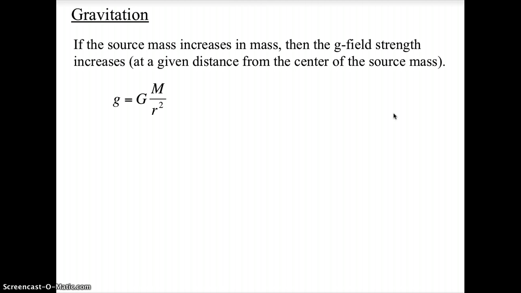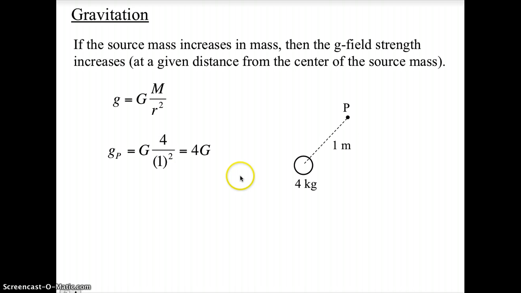And so here's an example. Let's say we have a 4 kilogram source mass, and at a fixed distance of 1 meter away, we have this point P. So the value of G at this point P is going to be big G times 4. We plug in the mass, it's 4. And then in the denominator, we have r squared, so that's 1 squared. And ignoring units just for a second here, the value of G, the field strength, at this point P is 4 times the universal constant.